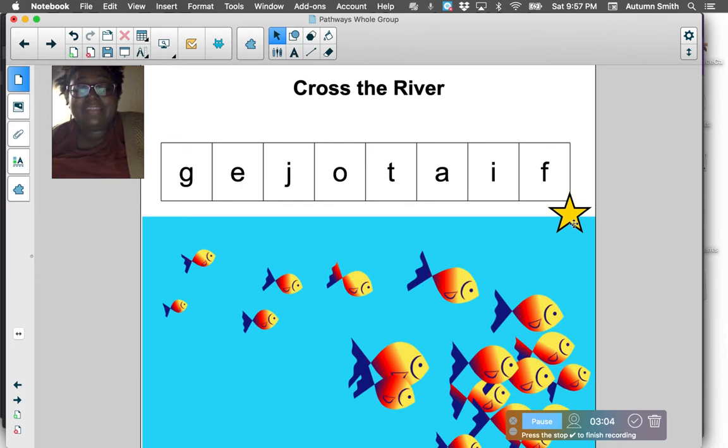Okay. Now let's go back across the river, and this time I want you to say the sound that the letter makes, all right? And try to say it before I do. F says f. I says i. A says a. T says t. O says ah. J says j. E says e. G says g. Did you do it before I did? Okay. Hopefully you didn't fall in the river.